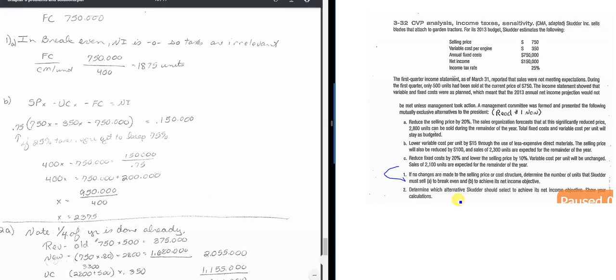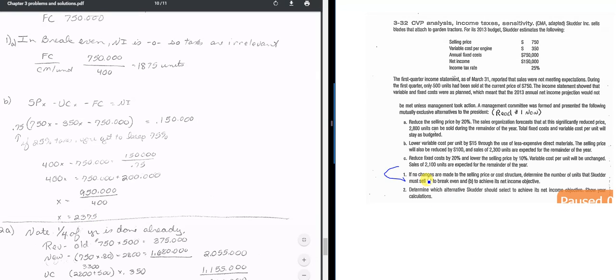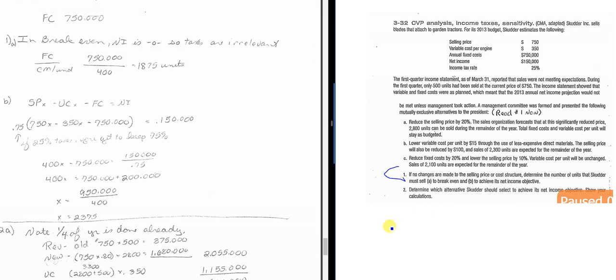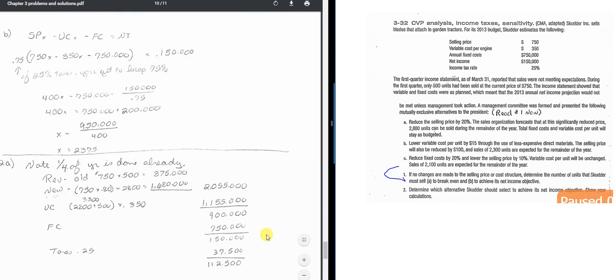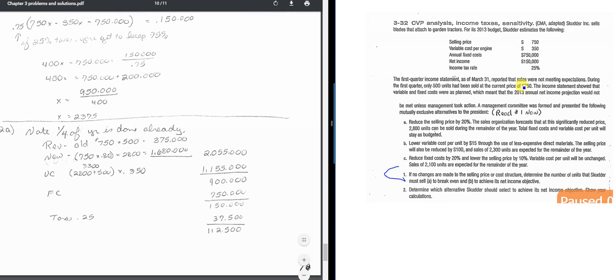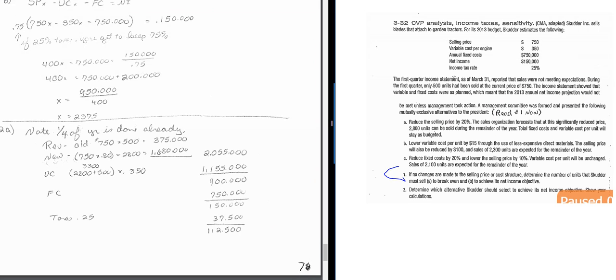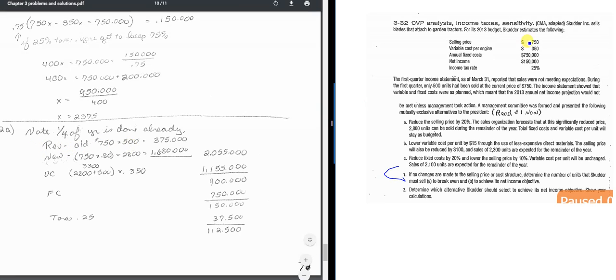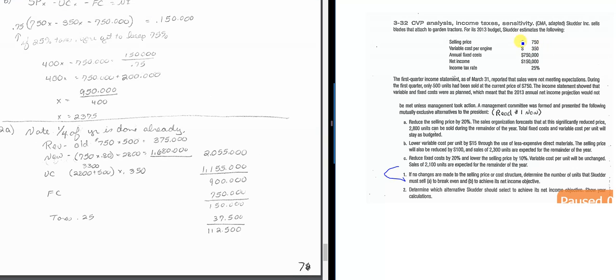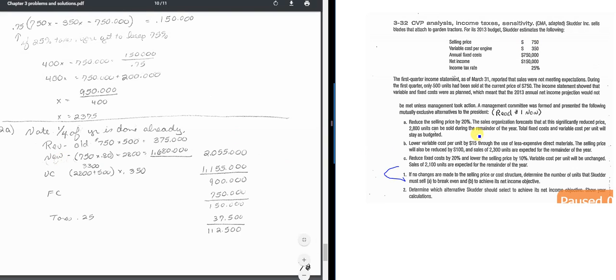For part B, then, determine which alternative they should achieve. I'm going to let you work through this, but I will tell you that during the first quarter, 500 units had been sold. So that's why 1/4 of the year is done already. So I've got 2 revenue lines. Some on the old units where I've sold 500 for 750. And then on the new units where I change these items, and you can kind of follow through that.